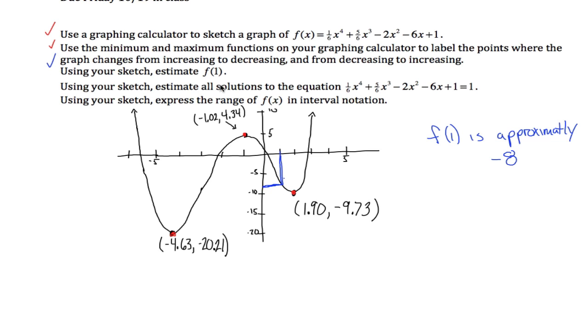Okay. Using your sketch, estimate all solutions to this equation. So I have all this mess equals 1, and all this mess is exactly our function. So really what this is asking is, when is our function equal to 1? In other words, find all x so that f of x, which is all this mess on the left-hand side, equals 1, what I have on the right-hand side.